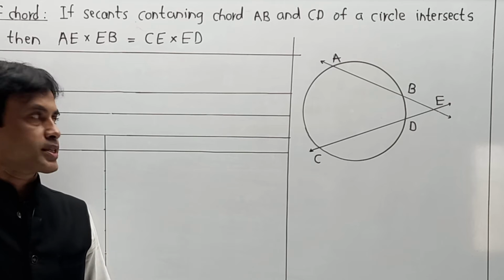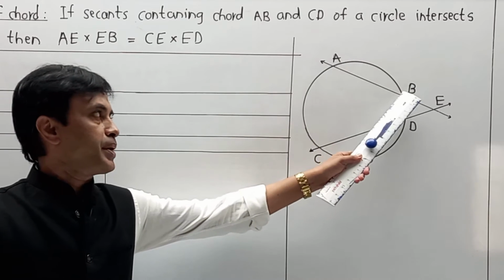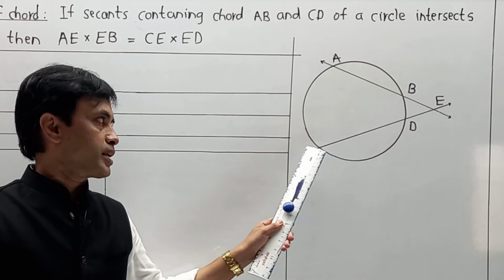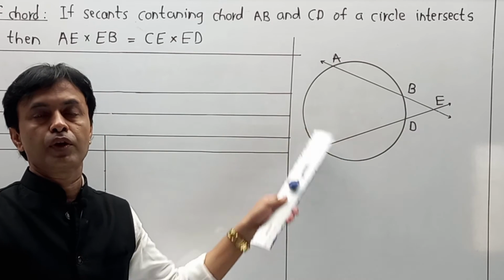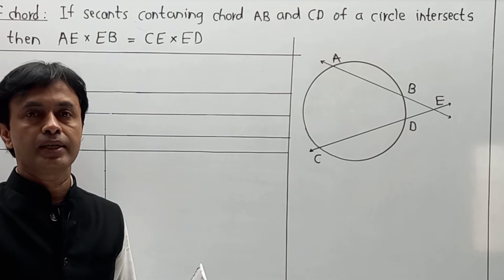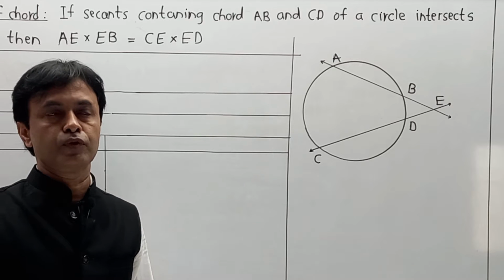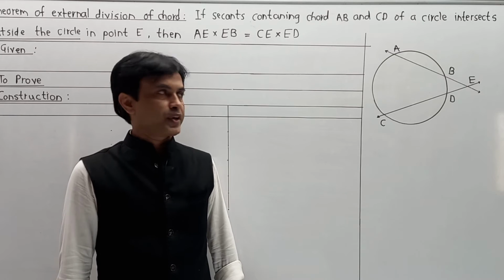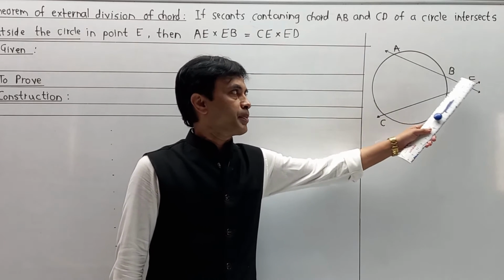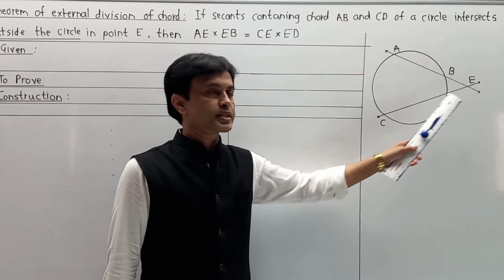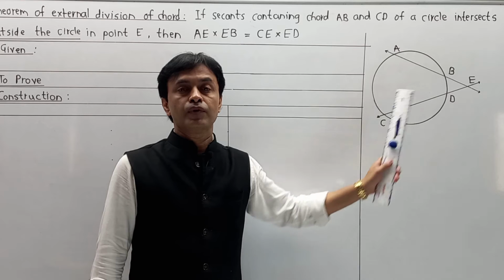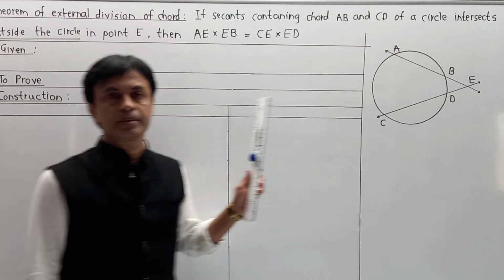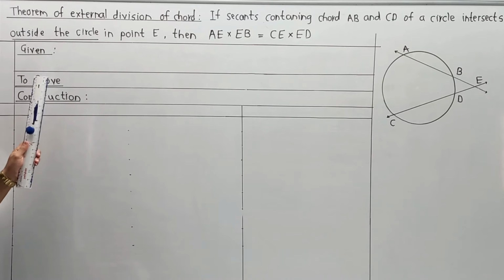So now friends, as per the diagram, AB is a chord extended and converted into a secant, CD is a chord extended in the form of a secant, intersecting each other in E for a given circle. We are going to write all the parts in terms of given and the part of proof. So now friends, as they have given chord AB extended up to E, chord CD extended up to E, means converted into secants, intersecting each other in E. We are going to write all the parts over here in given, to prove and construction.